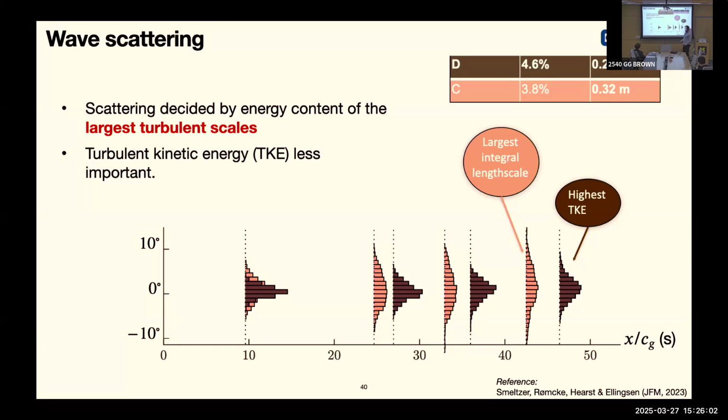Have you looked at what the integral scale is in relation to the wave spectrum? Yes, but I don't remember the answers. It's definitely in this paper though.